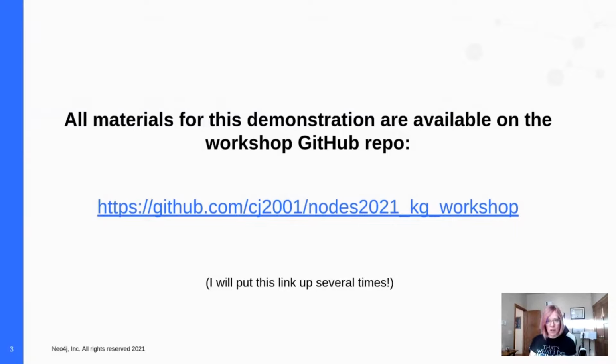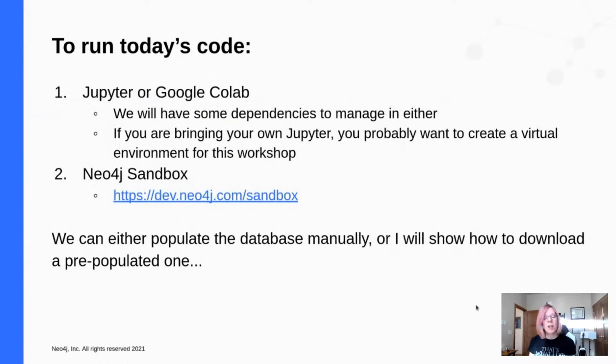So let's get to the next slide. Okay, what are you going to need if you want to run today's code? You don't have to run it. You can just watch and learn what you want, or you can drive along with us. And today we're going to be using either Jupyter or Google Colab. I'm going to use Colab today. If you are going to use Jupyter, we're going to have some dependencies that you're going to need to install on your machine. I'll show you what those are in a minute.